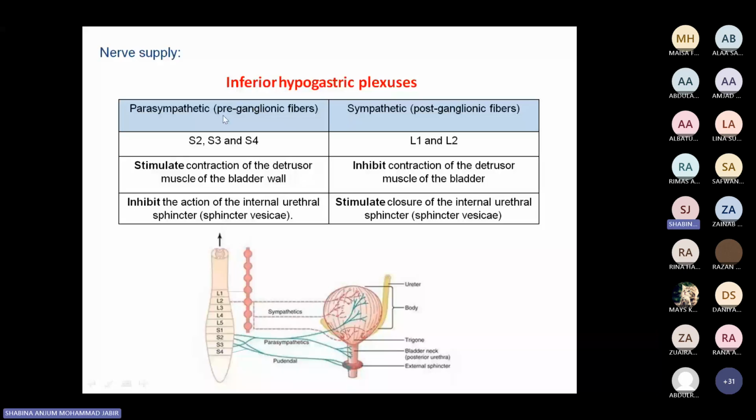But the sympathetic is the nerve of filling, because it will close your internal urethral sphincter and your detrusor muscle will be relaxed. So this is called the nerve of filling, because it will fill your urinary bladder, and the parasympathetic is called the nerve of emptying, because it will be activated when you want to empty the bladder.